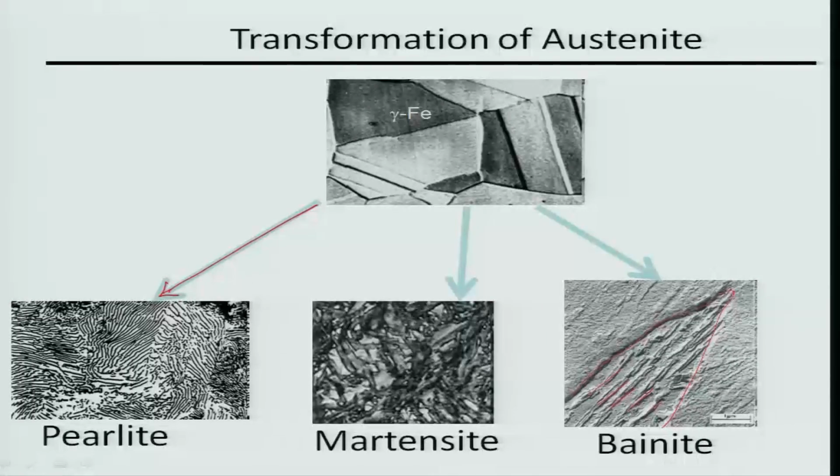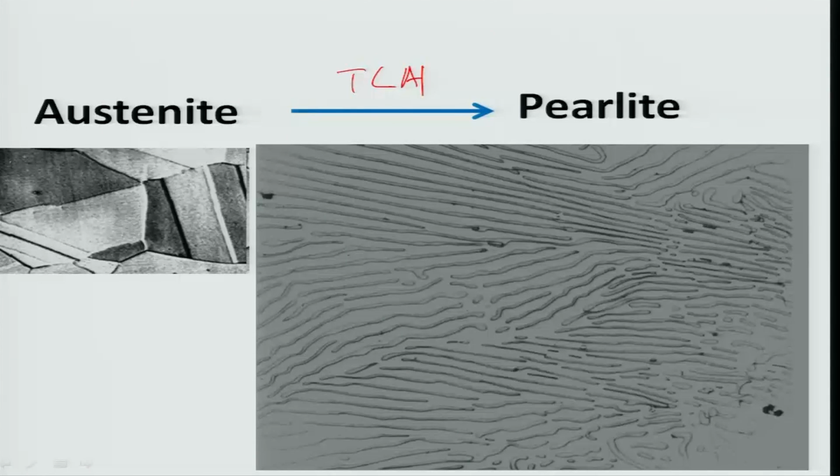And this is what is shown in this picture, and we have been discussing these for the last several lectures. So, I am just going to tell you what actually happens during the transformation. So, this is austenite and the pearlite. As you know, pearlite consists of alpha iron and Fe3C, and we will see how to calculate even the volume fraction of this using the phase diagram data today.